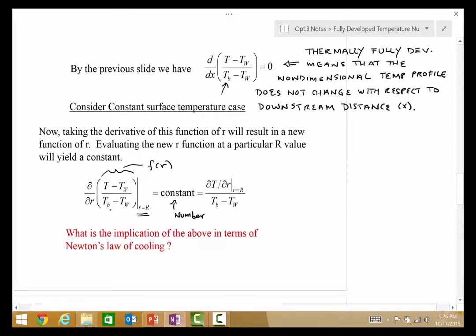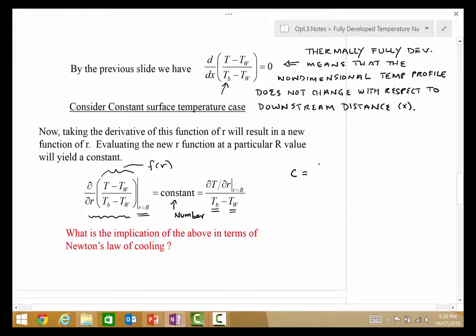If we take this derivative with respect to r, we get dT/dr at r equal to R in the numerator. In the denominator, neither the wall temperature TW nor the bulk temperature are functions of r. So we have dT/dr at a particular value of r divided by TB minus TW, and that's also equal to a constant. I'm going to call that constant C.